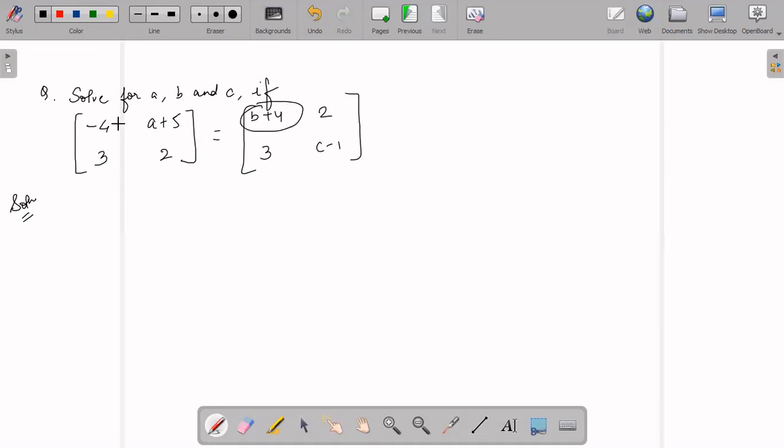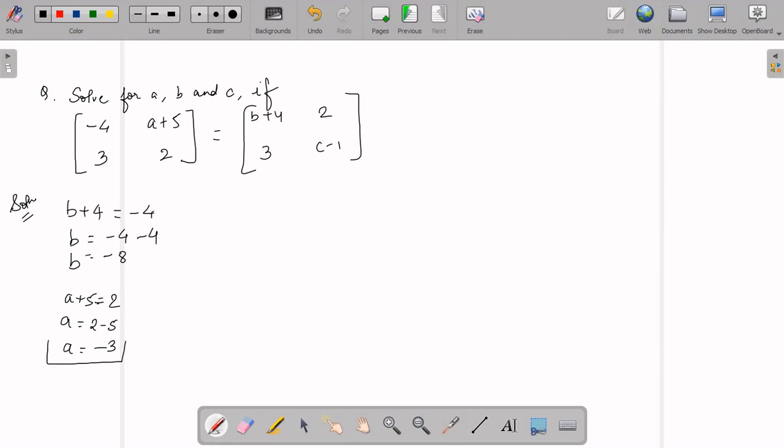So this B plus 4 is equal to this minus 4. So let us write the equation. B plus 4 is equal to minus 4. Hence, B is equal to minus 4 minus 4, so minus 8. B is minus 8. Then we compare A plus 5 with this 2. So A plus 5 equal to 2. So A is equal to 2 minus 5. A is equal to minus 3.